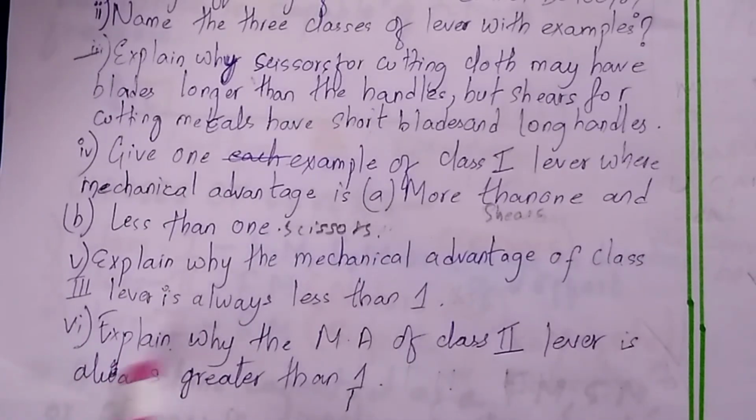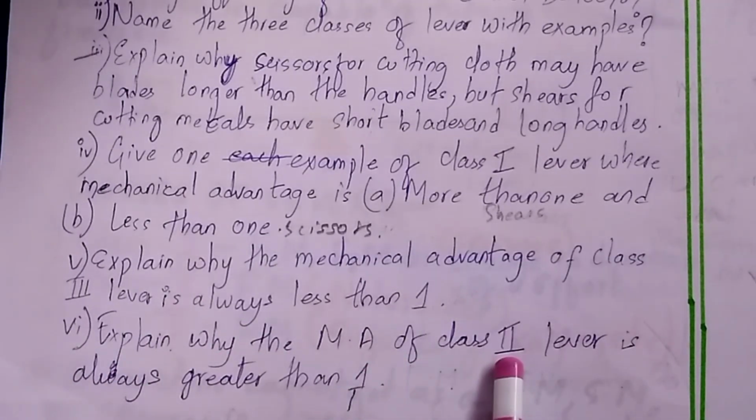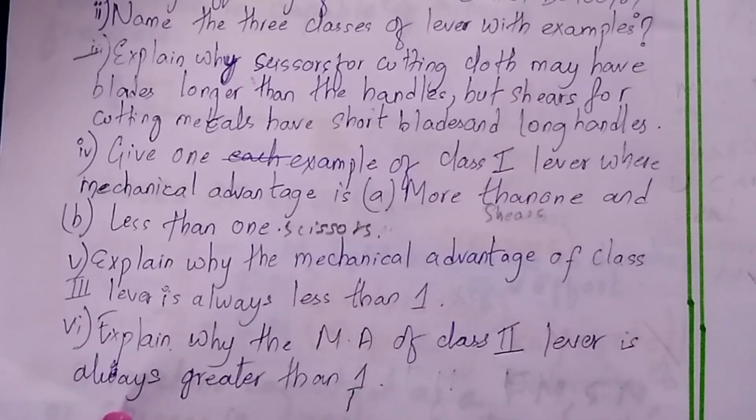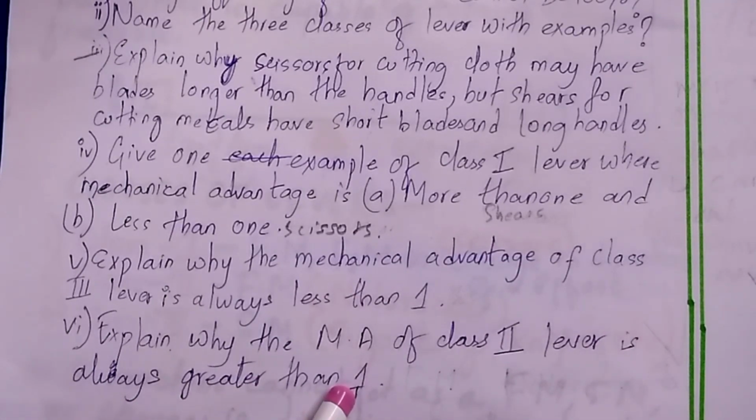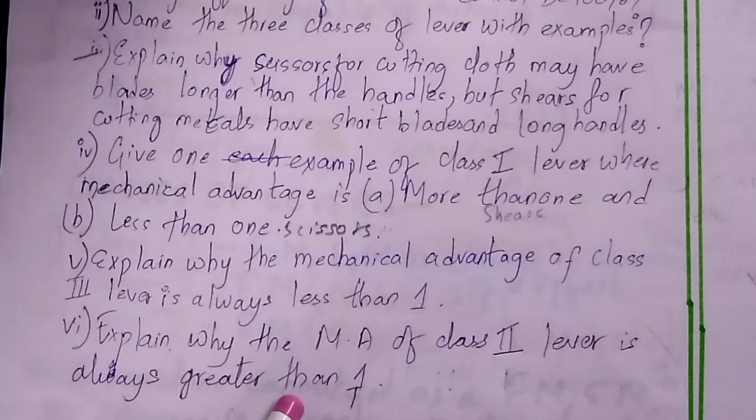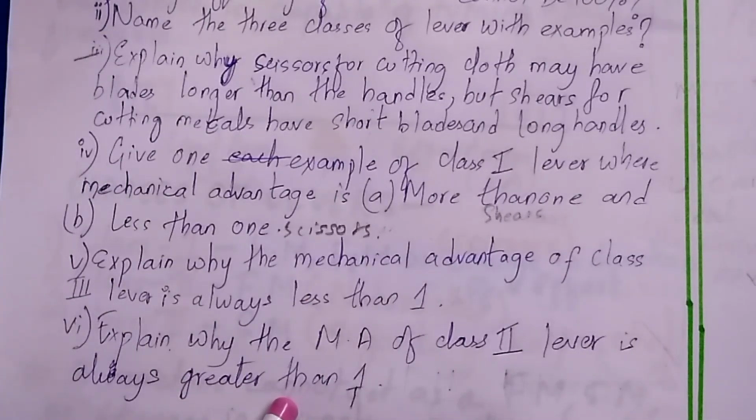Number 6. Explain why the mechanical advantage of class 2 lever is always greater than 1. So friends, the mechanical advantage of class 2 lever is always greater than 1 because class 2 lever acts as force multiplier and hence the effort arm is longer than the load arm. So mechanical advantage is greater than 1.